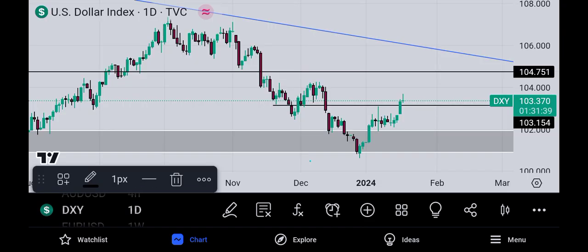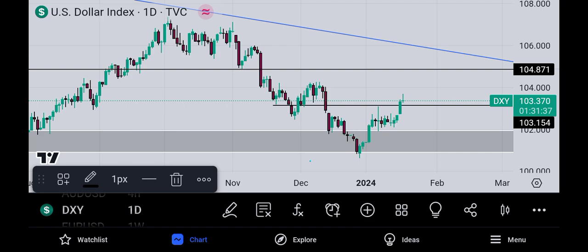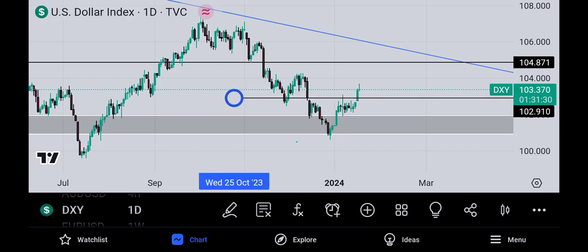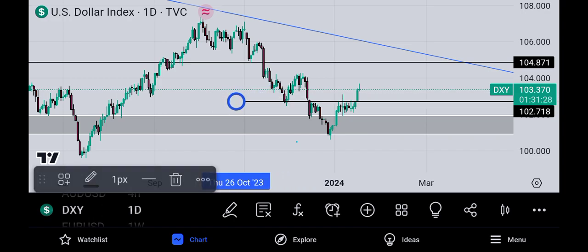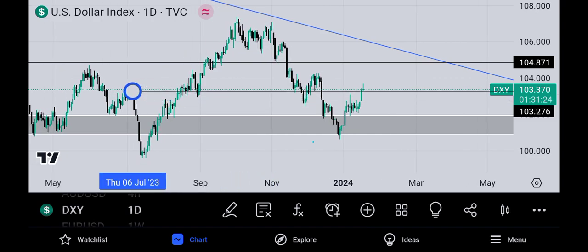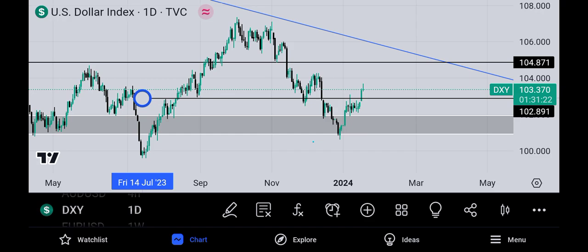You simply come down to the daily. Daily is where I do my entries. It is where I watch for chart patterns. Let me adjust this zone properly. This is the ideal zone. Let me just draw it all the way back in daily charts.